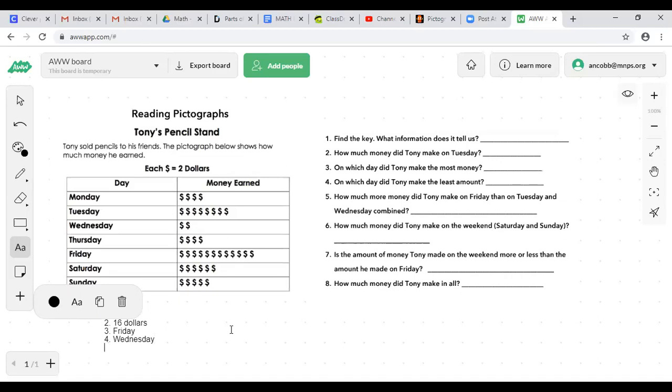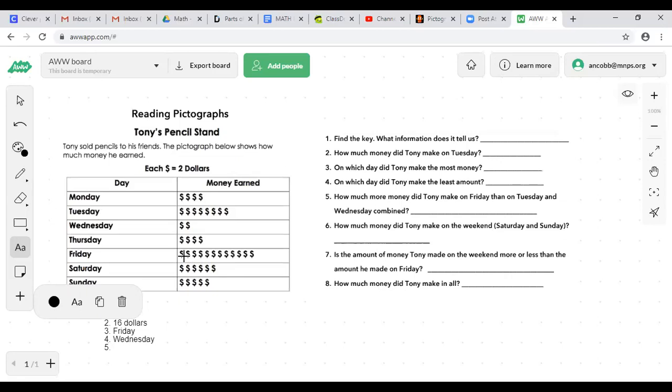Number 5, how much more money did Tony make on Friday than on Tuesday and Wednesday combined? So, like I said, we know that Friday was the day that he made the most amount of money. And then on Wednesday, he had the least amount. So what we have to do now is combine, because we're doing 2 steps, we have to combine Tuesday and Wednesday, which means we have to do what operation? Do we need to add, subtract, multiply, or divide?